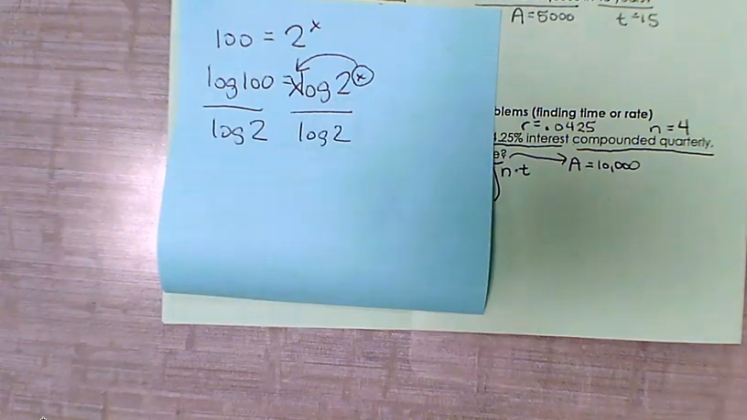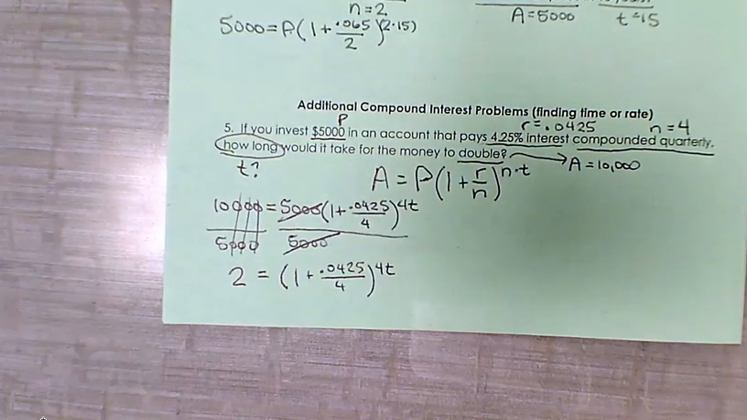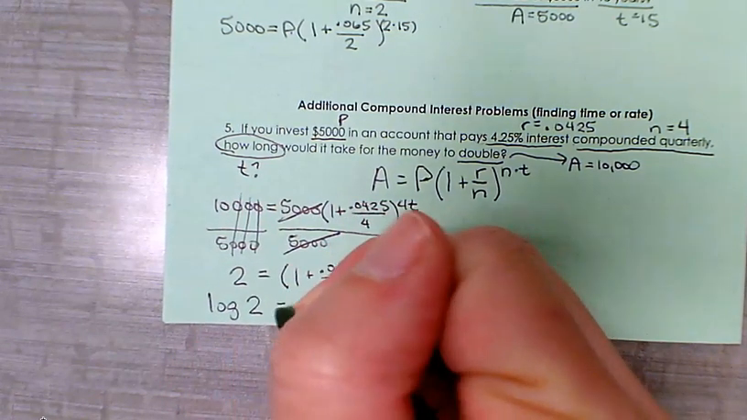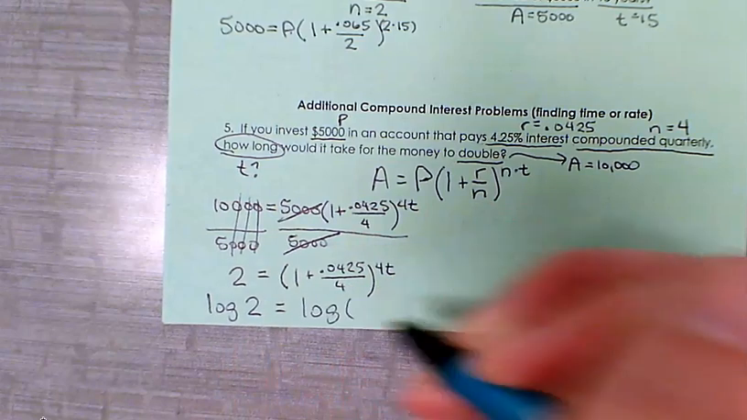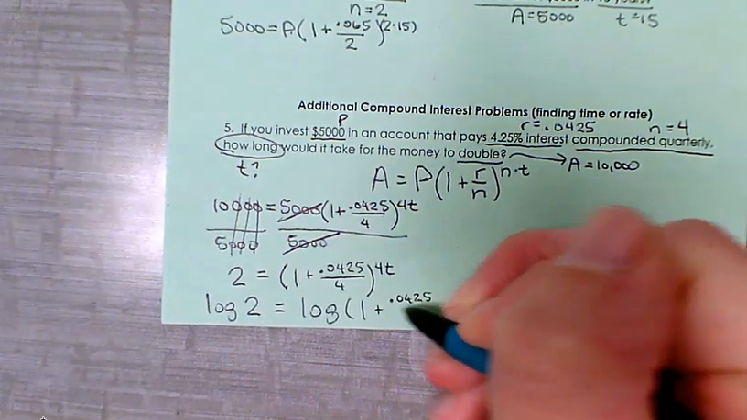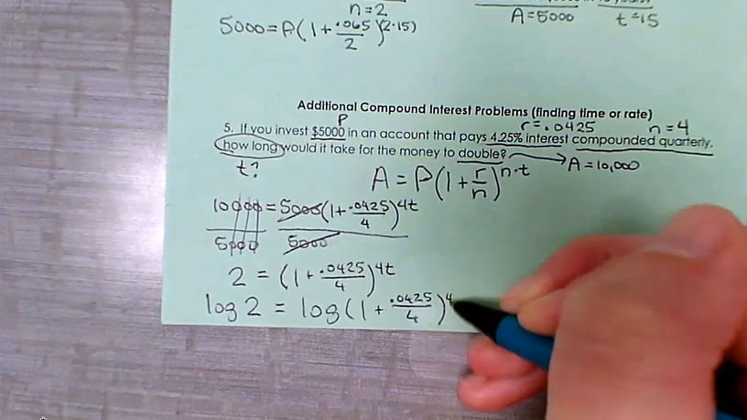Log of both sides, use power property, divide. Same thing's happening here. What should I take of both sides? I should take log of both sides. That's right. So I have log of 2 and log of all the big stuff: 1 plus 0.0425 over 4 to the power of 14.